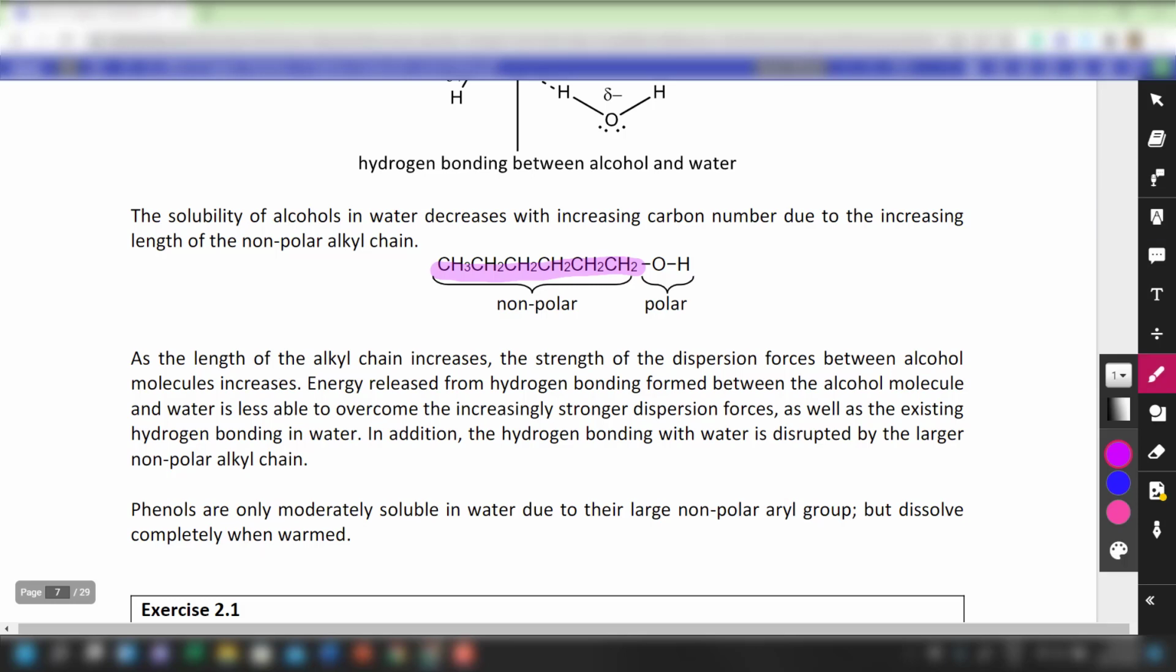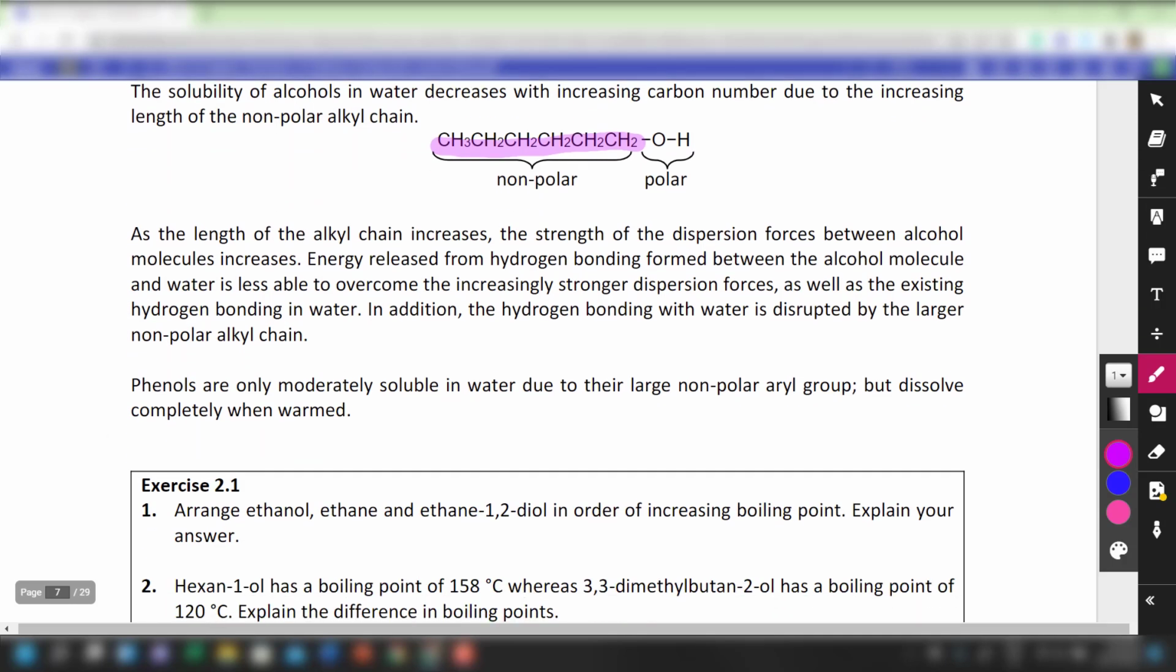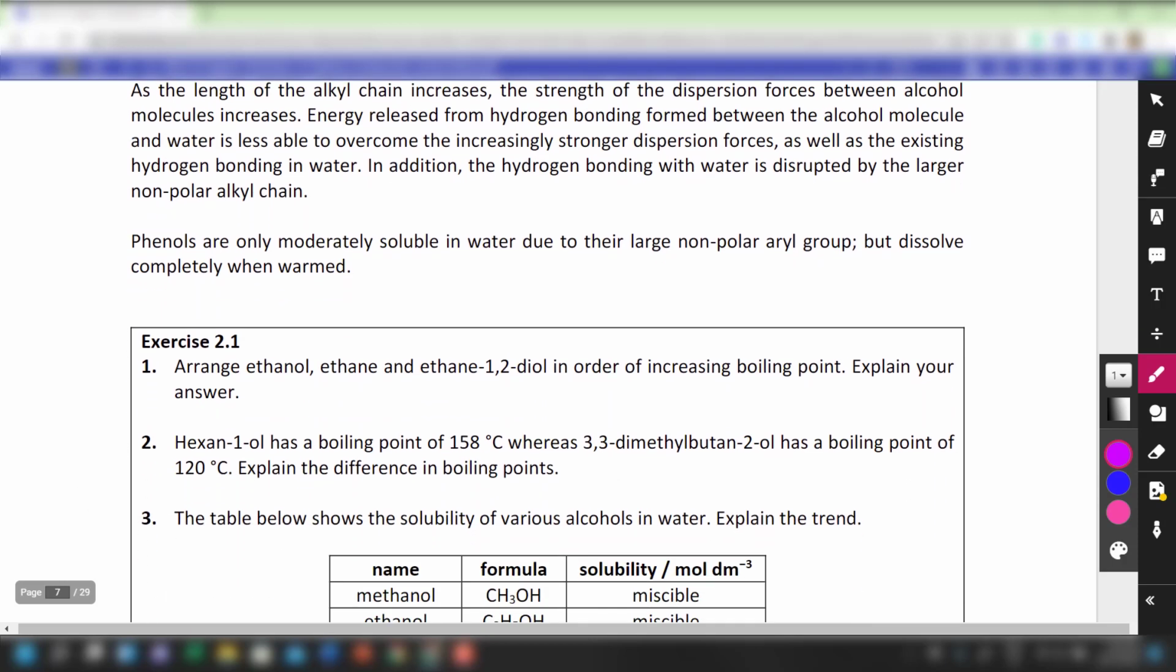Yeah, then the dispersion forces become more and more significant. So when the dispersion forces become more and more significant, you realize that the heat evolved in the formation of hydrogen bonds between the protonic hydrogen and water is no longer enough to overcome the instantaneous dipole-induced dipole interaction between the non-polar chain, or you can say no longer enough to overcome the dispersion forces between the non-polar alkyl chain. Because of that, their solubility in water actually decreases quite significantly.